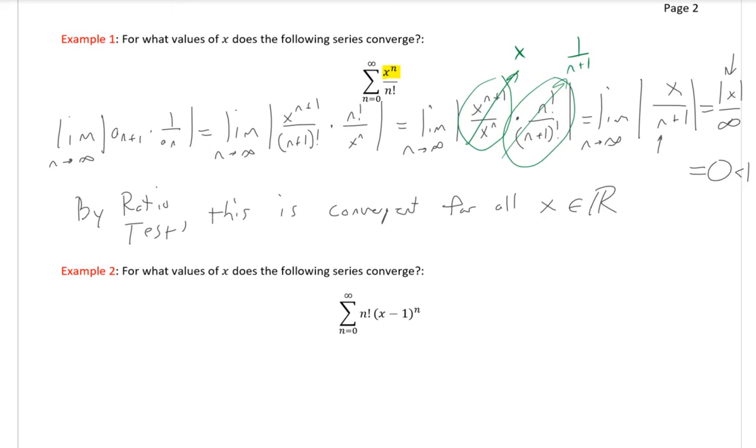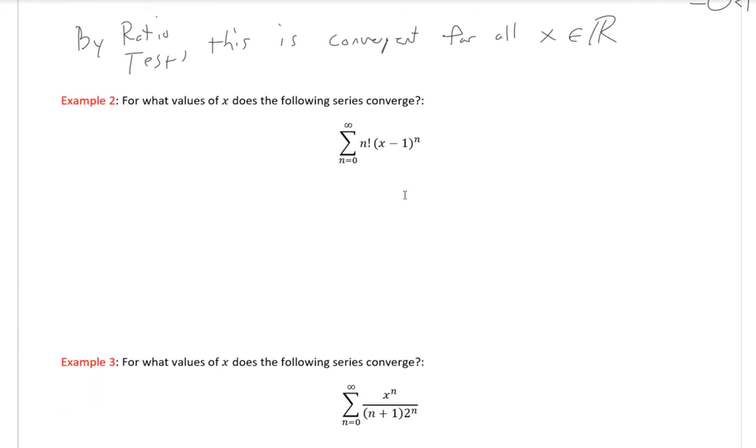But that's not necessarily always going to be the case. A lot of the times, it's going to be a little more specific than that. Let's see an example there. Say we have the sum of n factorial times x minus 1 to the n power. Now, if you're concerned about this starting at 0 and having 0 factorial, that's not a problem. If you aren't aware of that, 0 factorial is equal to 1.